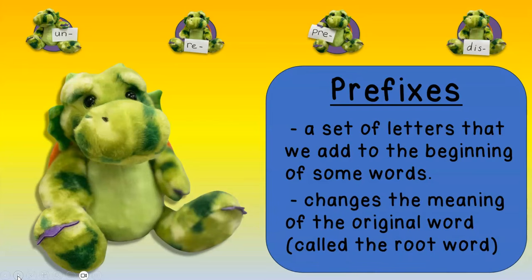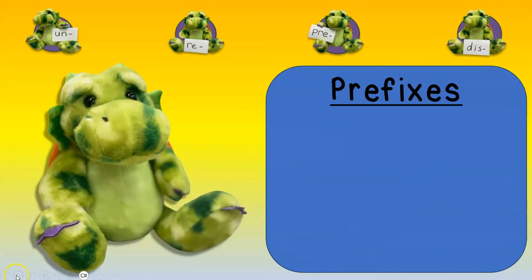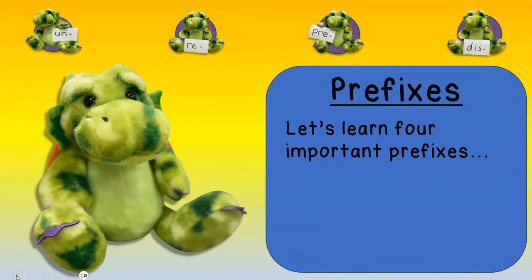That original word is called the root word. We're going to learn 4 important prefixes. And those important prefixes are un, re, pre, and dis. And each of those groups of letters, called an affix, they get added at the beginning of some words, and they end up changing the meaning of that particular word.